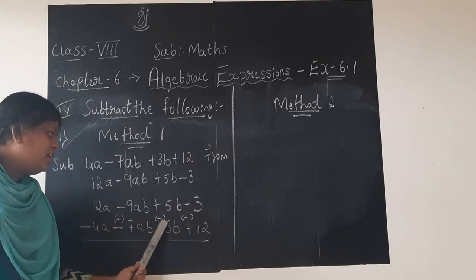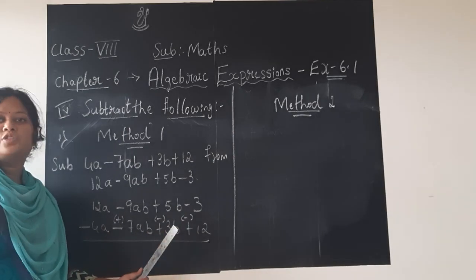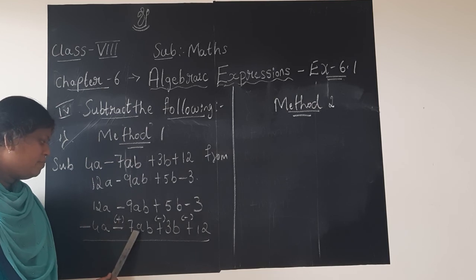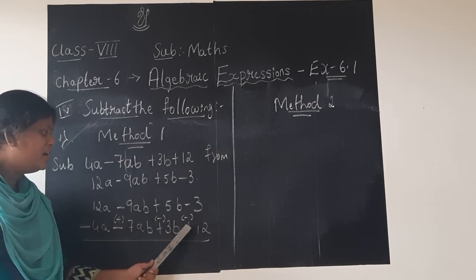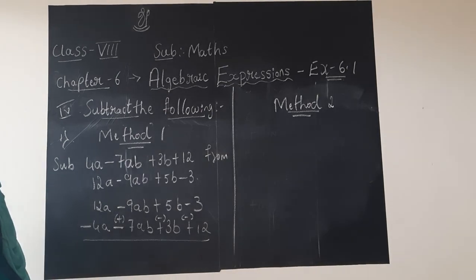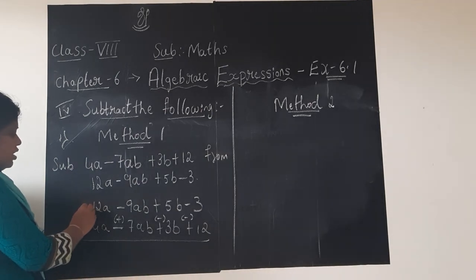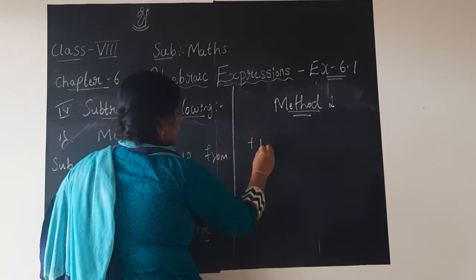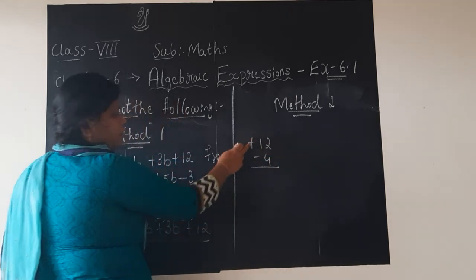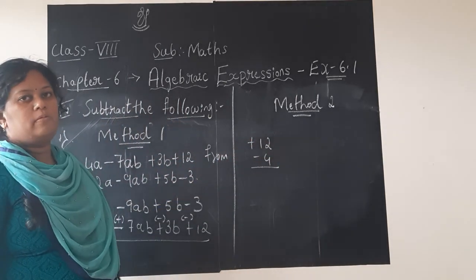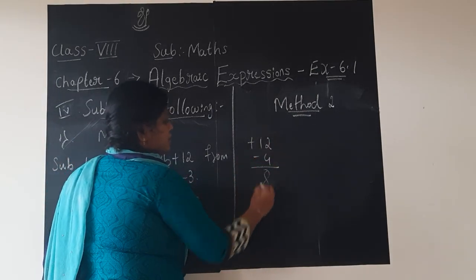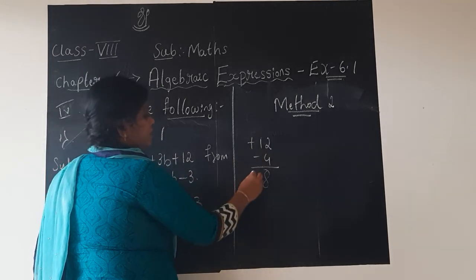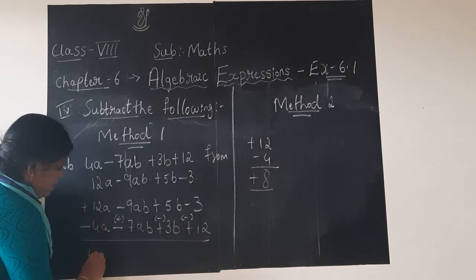Always children, whichever sign you are changing, the new sign should be written within the small brackets. And that sign you should apply to that number. Minus 7ab now became plus 7ab. Plus 3b became minus 3b. Plus 12 became minus 12. Now let us simplify. Here for 12 no sign is there, means it is plus 12. Plus 12 minus 4. So if I write here plus 12 minus 4, one with plus sign, one with minus sign, obviously we know we should subtract. 12 minus 4 is clearly 8, with plus sign. Why plus? Because 12 is greater than 4 and 12 is having plus sign. So this is plus 8.